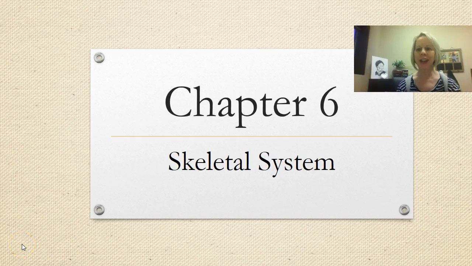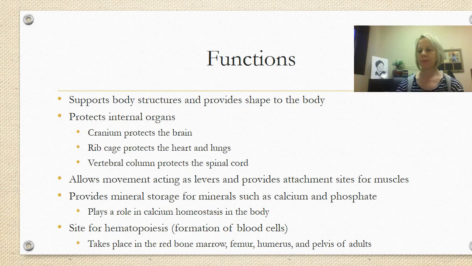Today we're going to look at Chapter 6. The skeletal system includes supporting body structures and providing shape to the body, since the muscles connect to the bones. It also protects internal organs. Your ribs protect your lungs, and your skull protects your brain. Your vertebrae protect your spinal cord. So bones are good at protecting you.